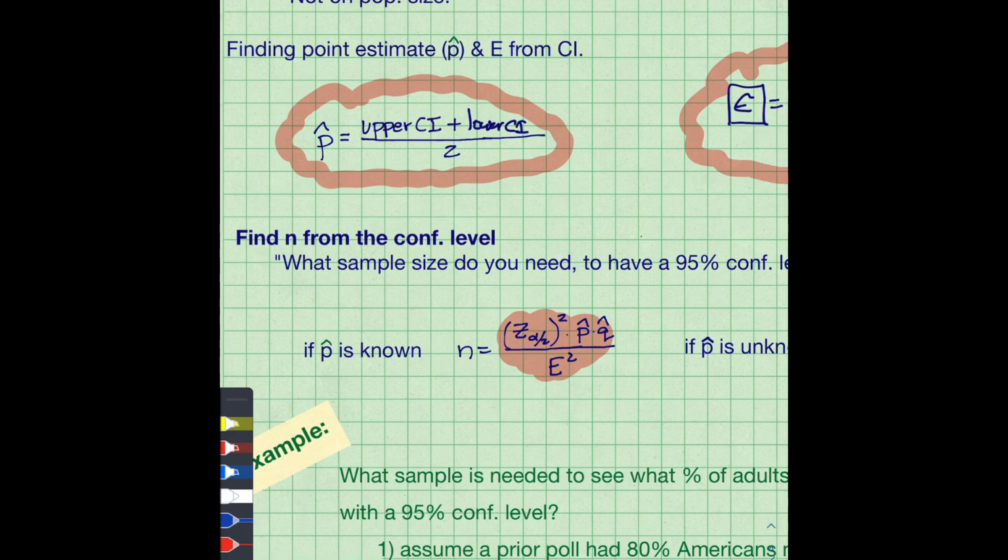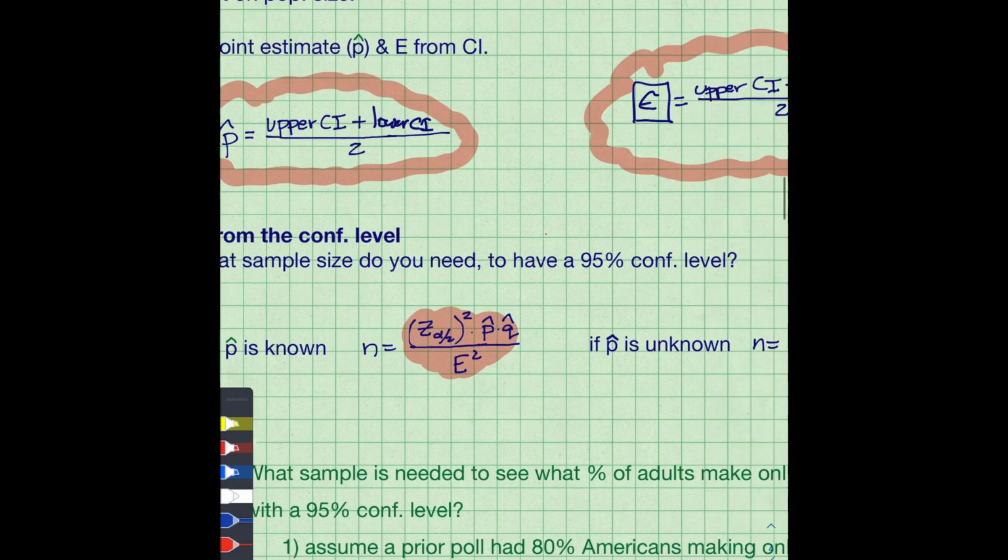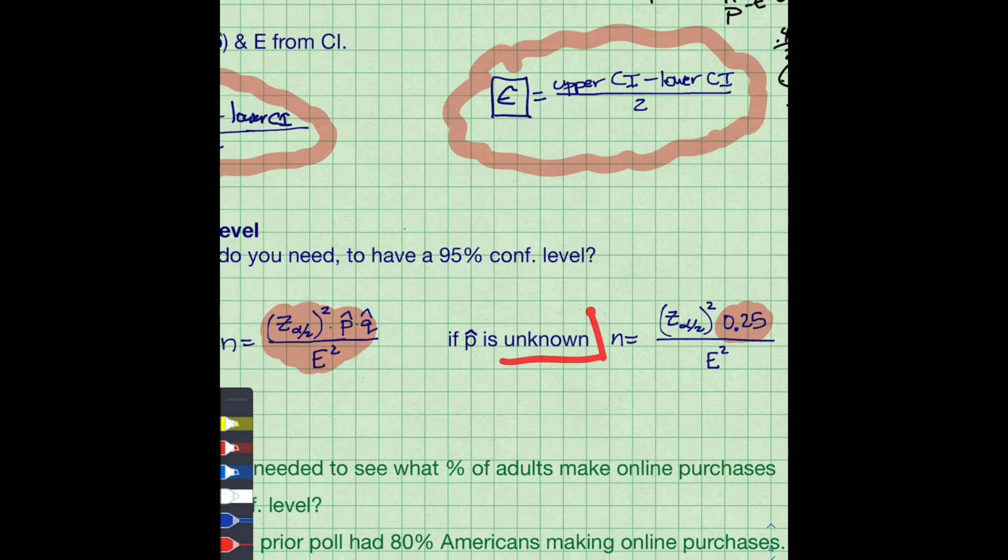And then the last thing I wanted to say before we do the last example is, what if you don't know your proportion, your sample proportion? Well, here's an unknown status. I don't know my sample. Then the worst case scenario is that they were both 0.5. So you're going to replace the p hat q hat with 0.25. All right?